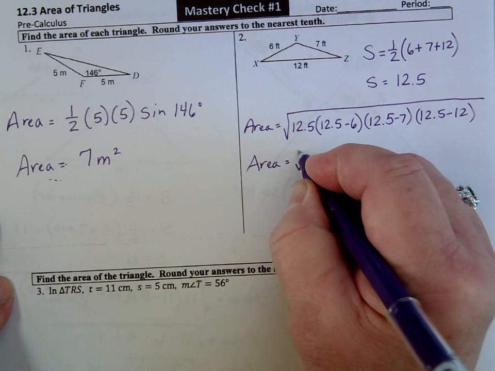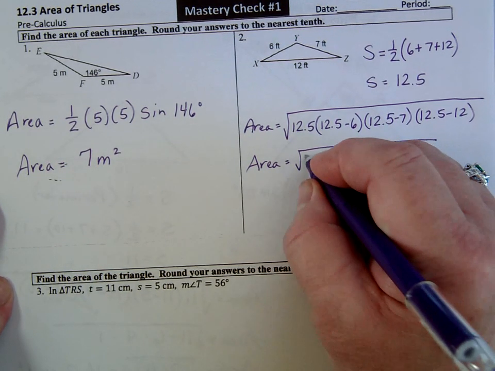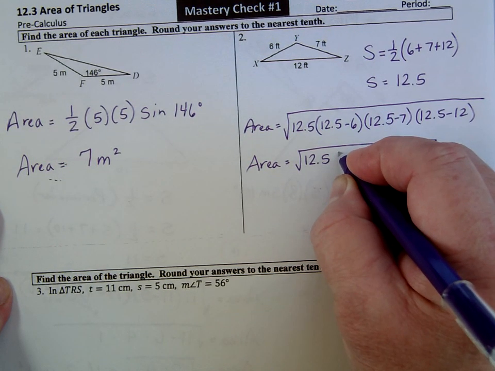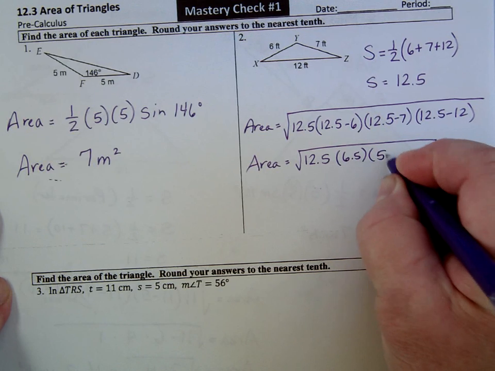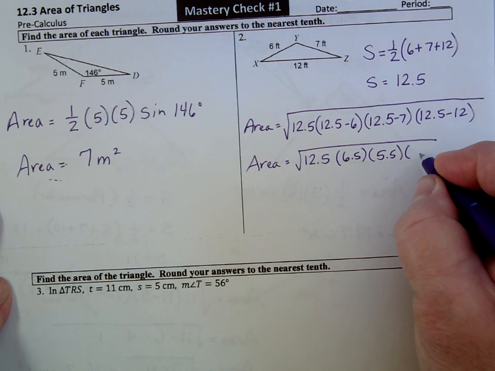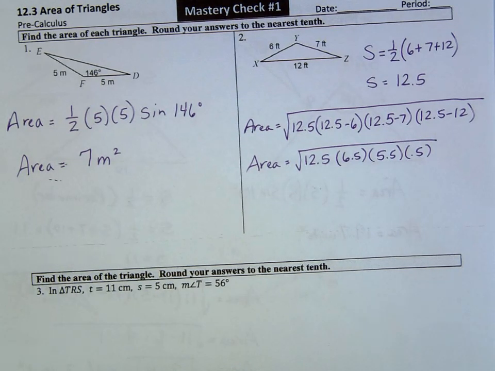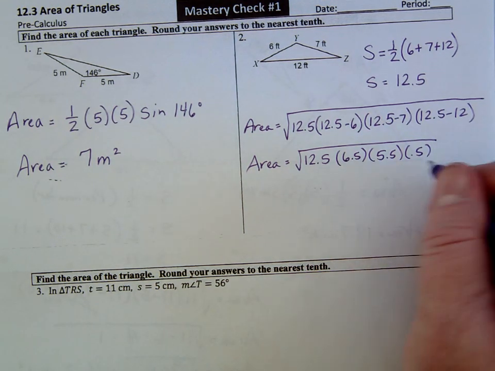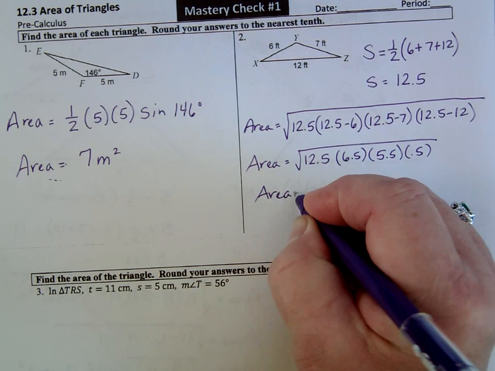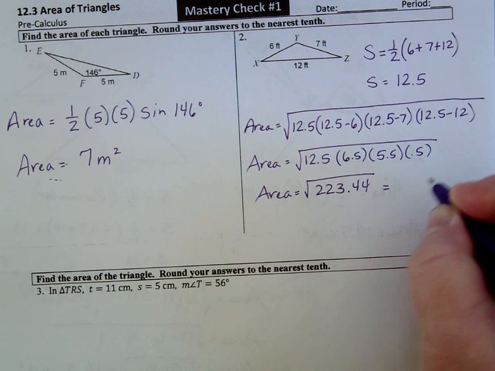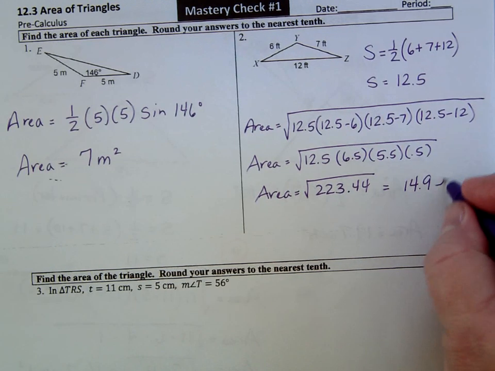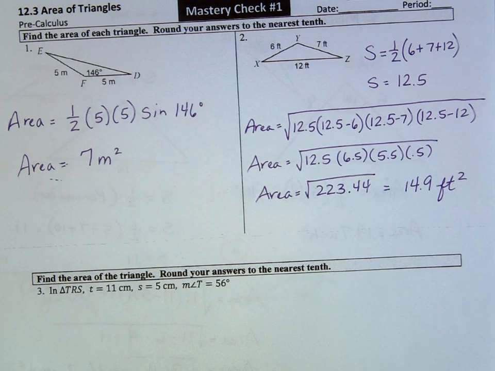You can put that whole thing in your calculator. I tend to like to just do what those parentheses are, but you can do it however you want. 12.5 times 6.5 times 5.5 times 0.5. So I put all those things in my lovely calculator, I multiply it out, and then I take the square root. I get an area of square root of 223.44, and the square root of that is 14.9. I have units, they're feet. That'll be feet squared. So there's the area for that triangle.